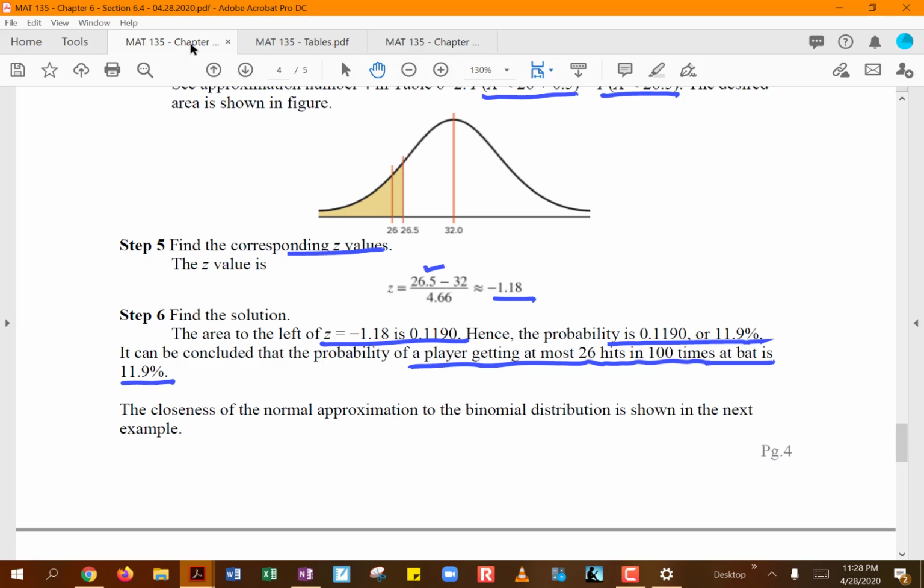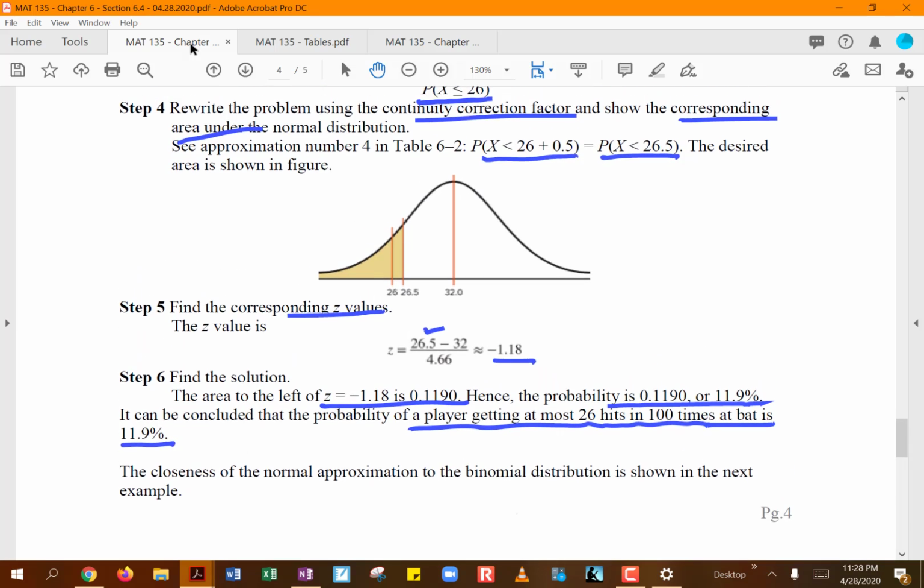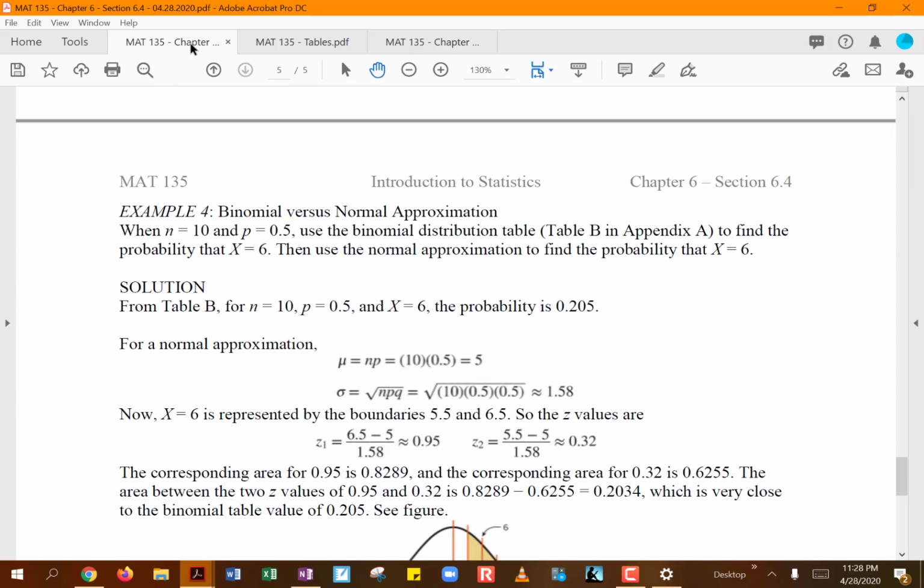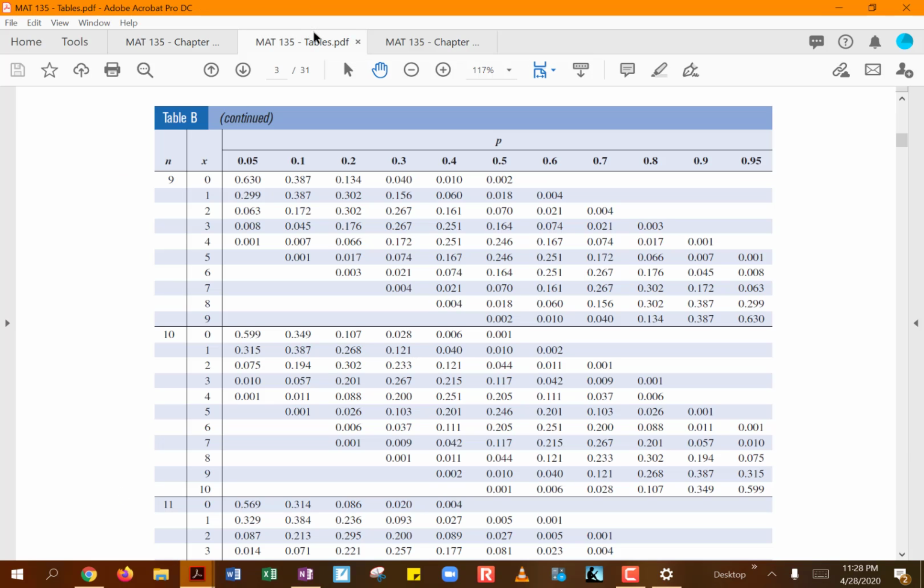Alrighty. So this last example here is basically just talking about the closeness of the answers you get from a normal approximation compared to the binomial distribution. So here they're telling us, let our n value be 10, p equals 0.5, and then if you use the binomial distribution table, which is table B in appendix A, you can find the probability when x equals 6. So n equals 10, x equals 6, and our probability is 0.5.